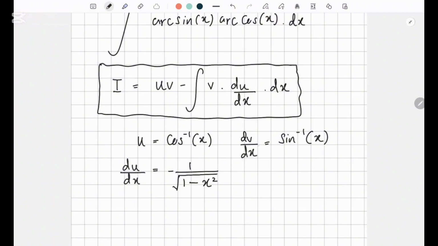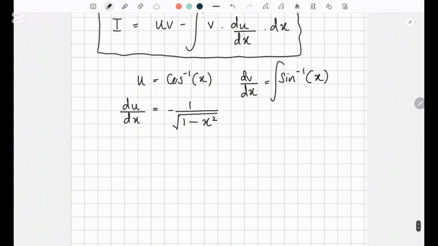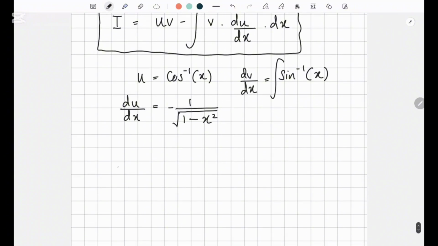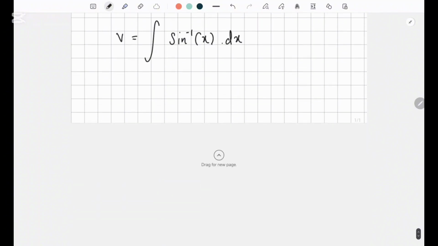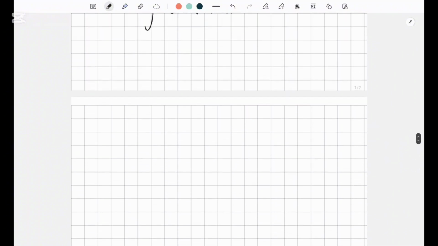And the integration, so dv over dx equals sine inverse x. So in this case, we need to find v, right? Meaning we have to integrate sine inverse x to find v. So let's do that first. So you write v equals the integration of sine inverse x dot dx. Okay, so now just forget the question for now and focus on this.